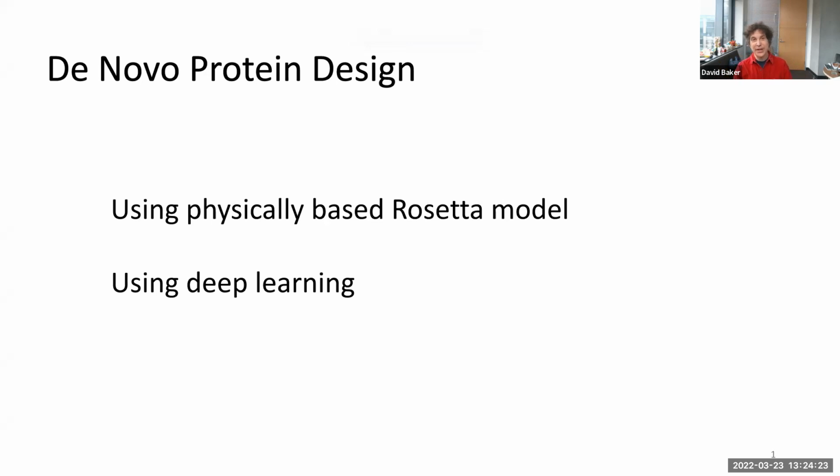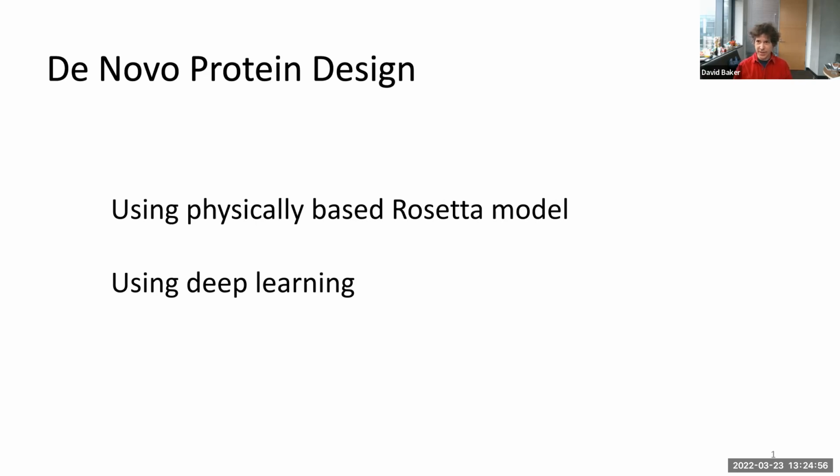The field's in a very interesting state right now. For many years, we have been approaching this problem by using physically based models, in particular the Rosetta program developed in my group and many collaborative groups around the world. The basic principle here is that proteins fold to their lowest energy states. So if you want to design a new protein structure, the challenge is to design an amino acid sequence whose lowest energy state is that structure.